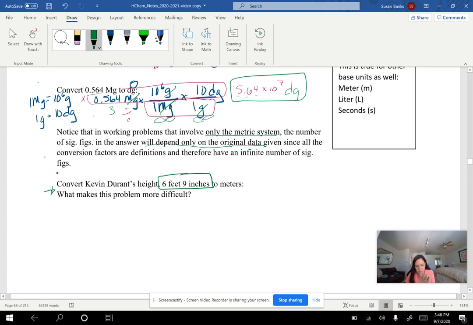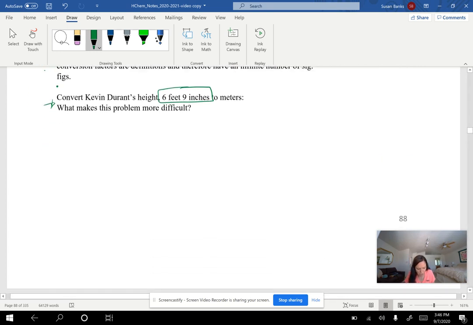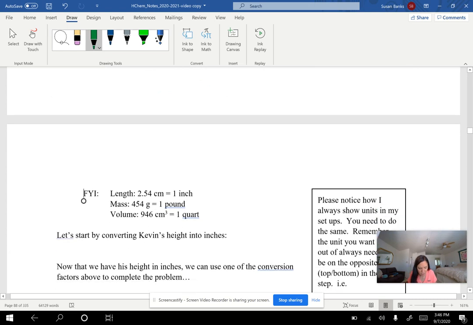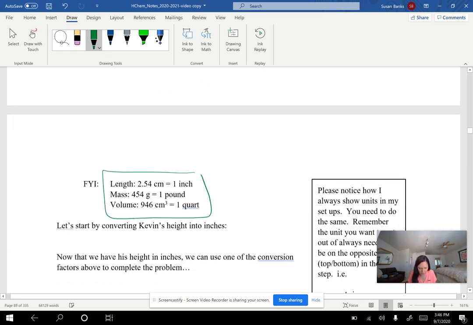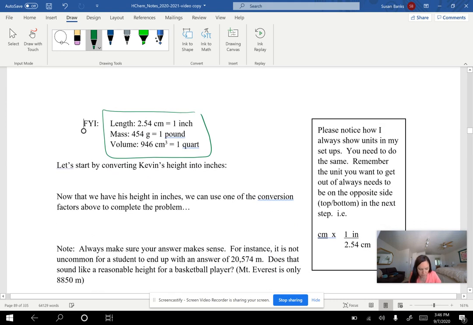Now, in order to make this really work, we need that 6 feet 9 inches to all be in feet or to all be in inches. So I would propose that being in inches is easier, so that's what we're going to do. We're going to first convert his height into inches. So on the next page, we're going to use these conversions right here for several of our problems. So I've got a height of 6 feet 9 inches.